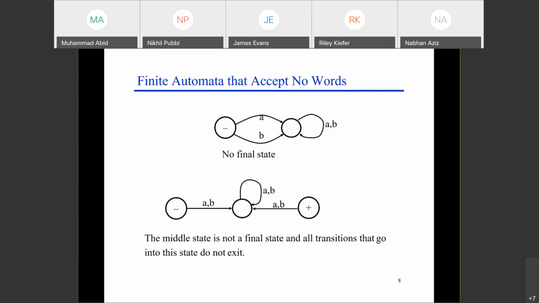So yes, this is a valid FA. But it does not have any final state. It is not doing anything, because we know that a word will be accepted when it ends at the final state. So what is this language? It is the phi language. It is not doing anything. It is not lambda. If it were lambda, this would be lambda.